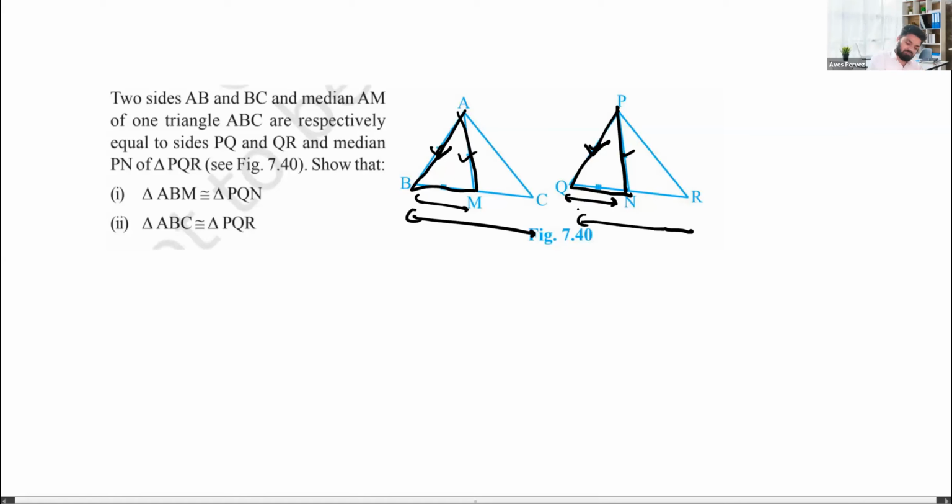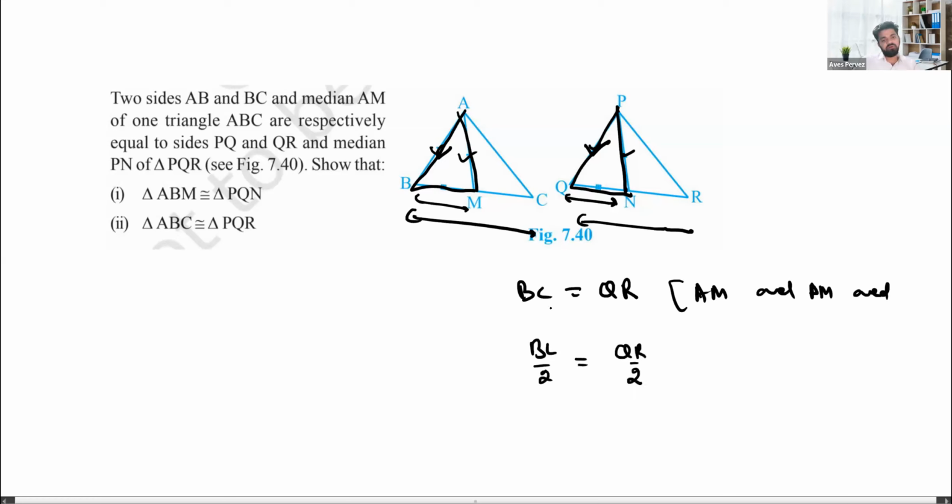Tell me, Alvina, this is very simple. BC is equal to QR, it is given to you. And AM and PN are medians. So BC by 2 will be equal to QR by 2. If you are dividing this by 2, this will be equal.